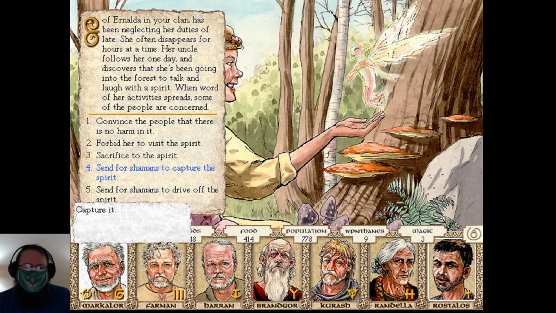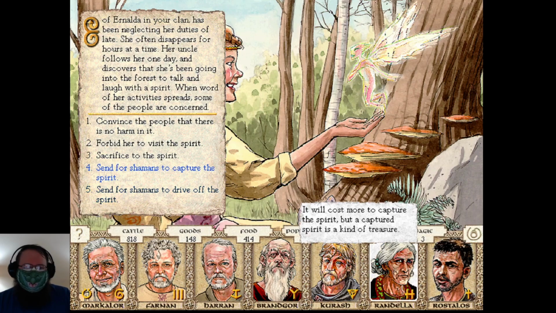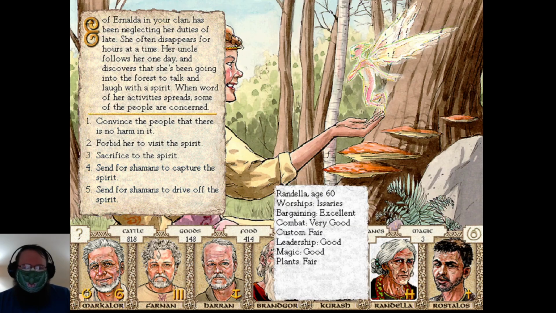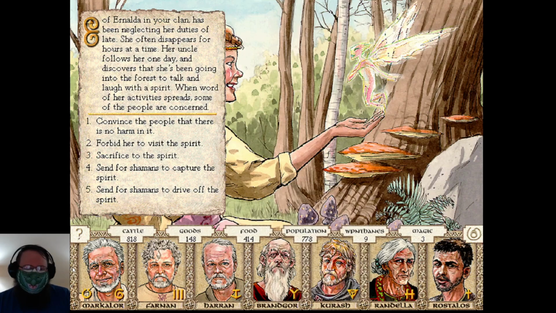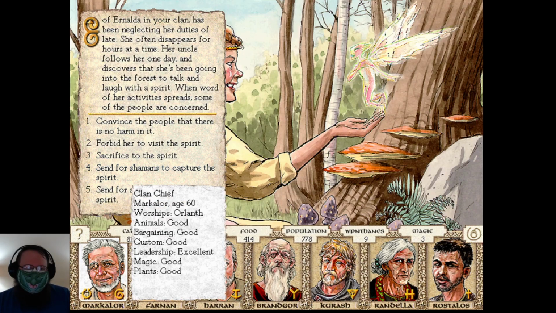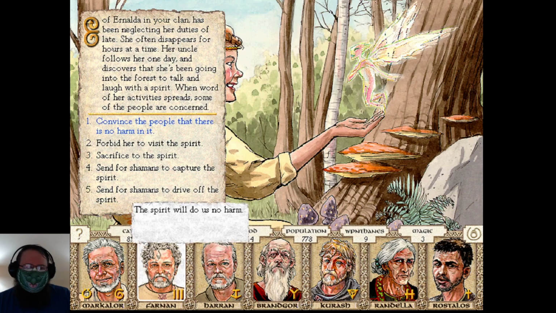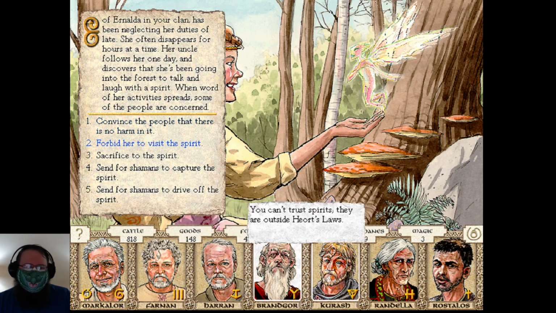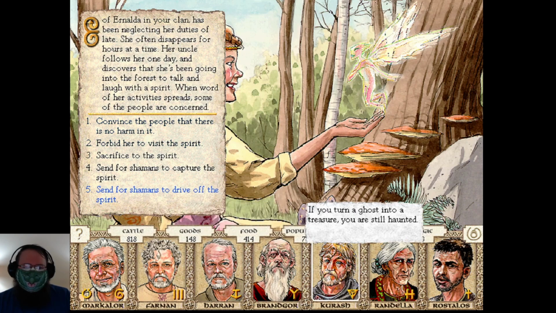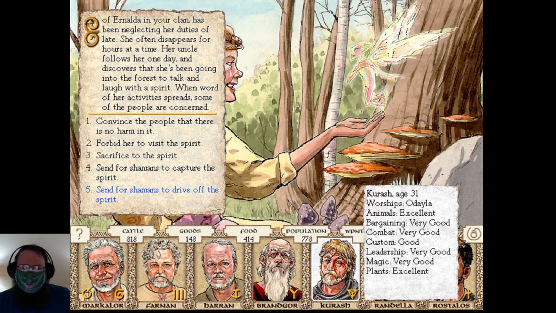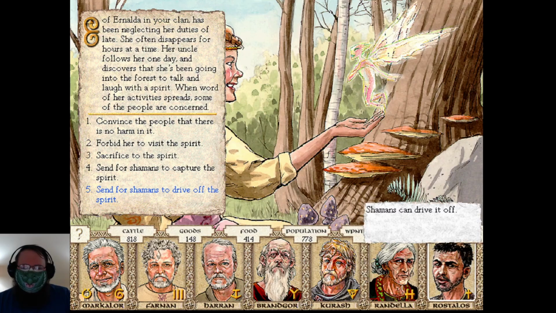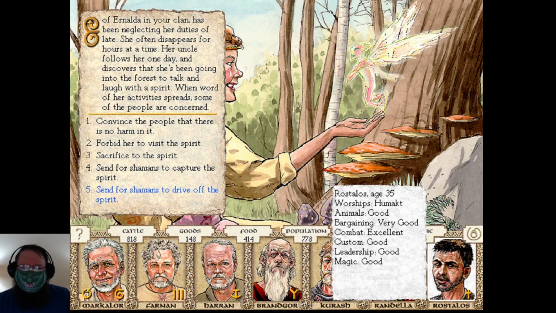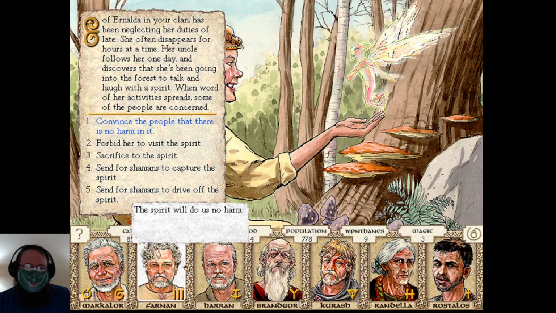Okay, so you want to capture it. You are bargaining, magic's good, and customs are fair, where you good magic, whereas the people who want to send it off, your magic is very good, customs are good, and your magic is just good. So not really.